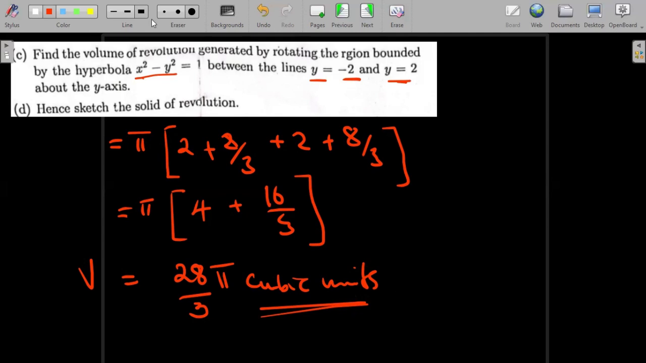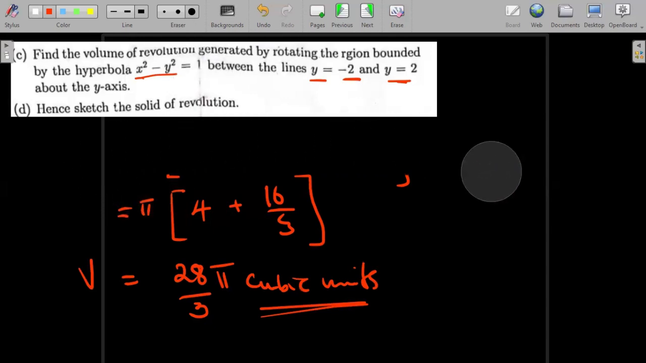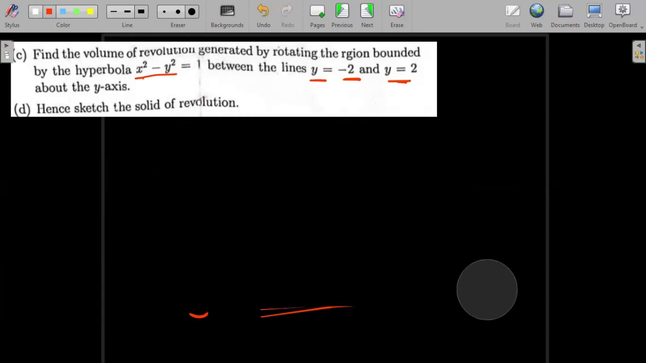Then we have now the next question, which says we must sketch. So how do we sketch? In order to sketch, here we must put into play sketching the same way we would sketch a parabola.